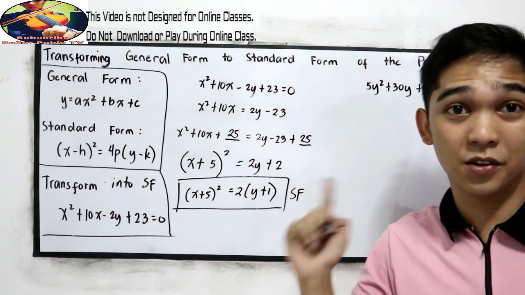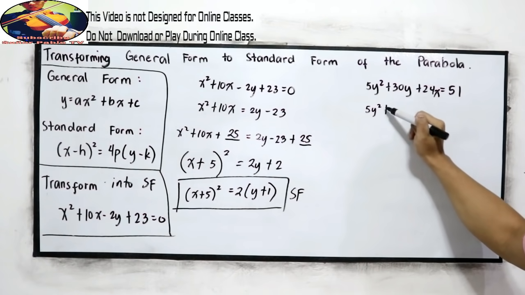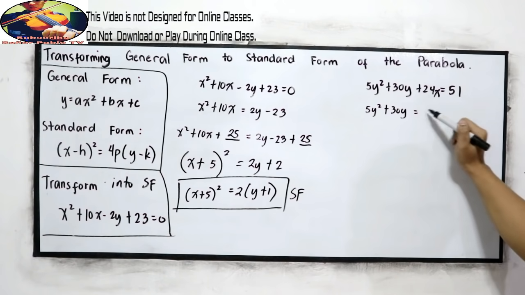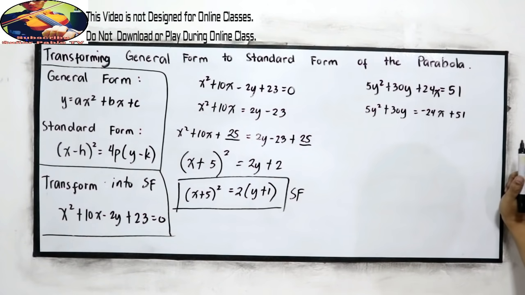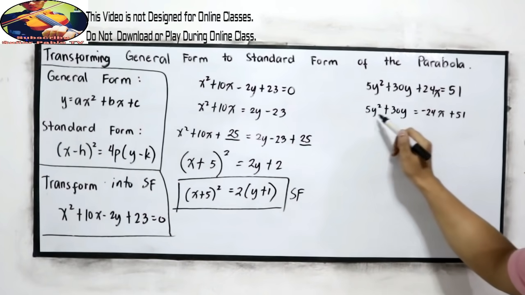Okay, here's our solution. So 5y squared plus 30y is equal to negative 24x plus 51. So first, divide the equation by 5.